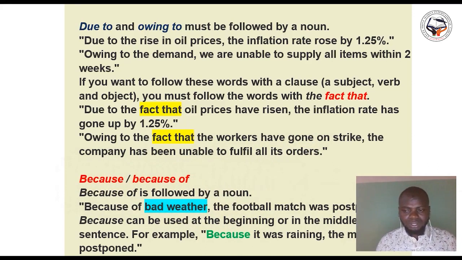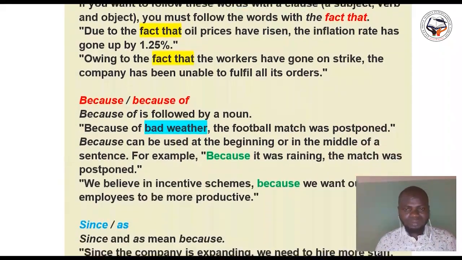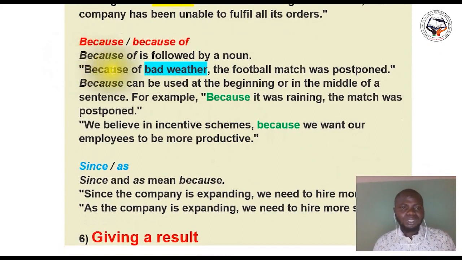Because and because of. So because of is followed by a noun. Example: because of bad weather, so bad weather is a noun. Because of bad weather, the football match was postponed. The reason why the football match was postponed is due to the fact that the weather was not fine. There was bad weather.